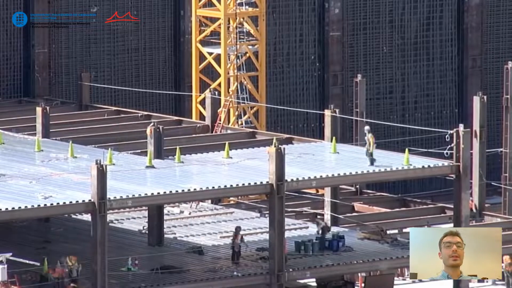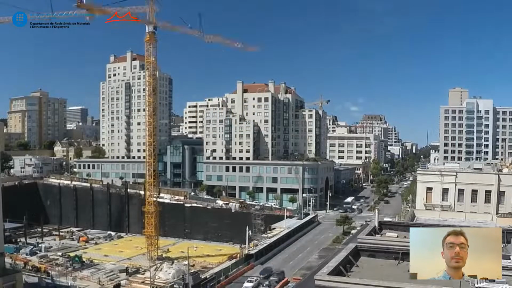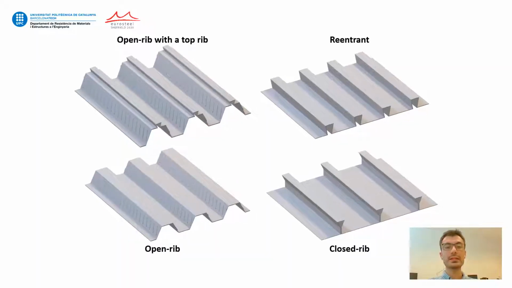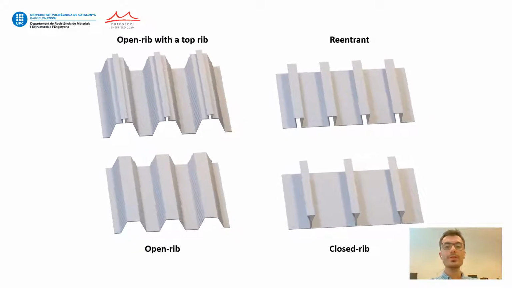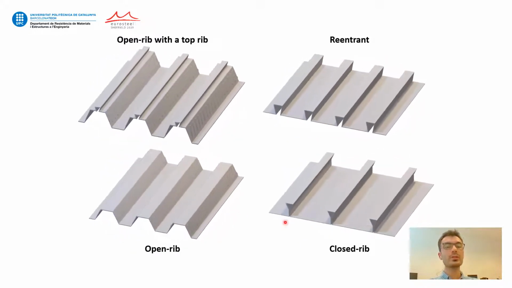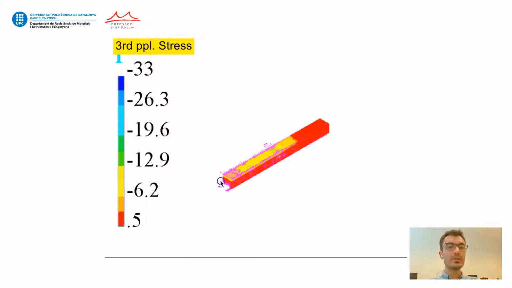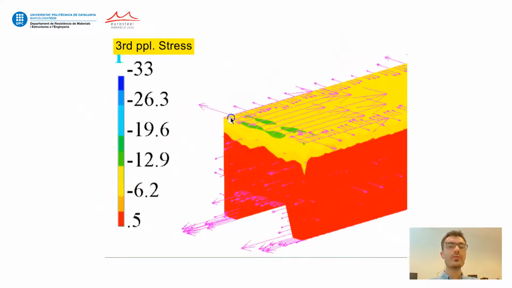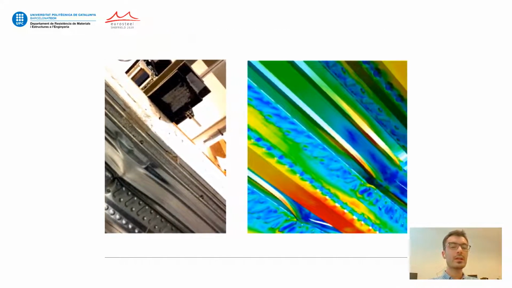Composite slabs are well-known structural elements used as flooring systems. The profiled steel sheeting exists in different cross-section shapes. It can be open rib, with or without a top rib, reentrant, or closed rib. In this study, the slab cross-section behavior is analyzed using a finite element approach and compared to the experimental results.